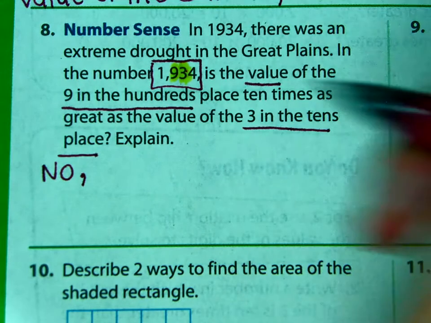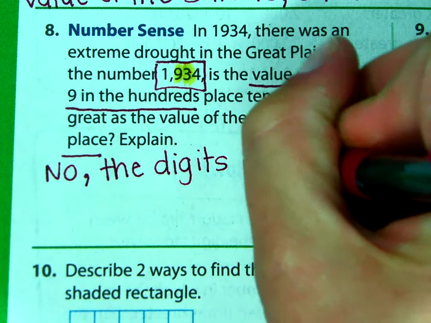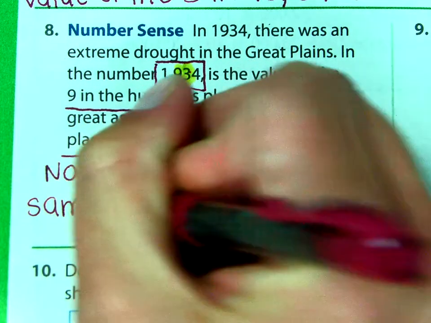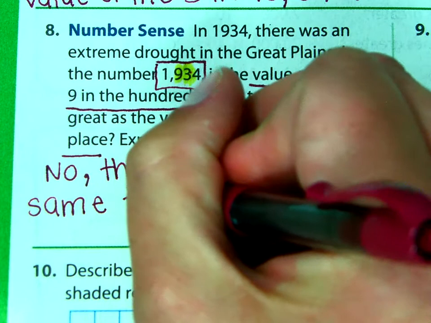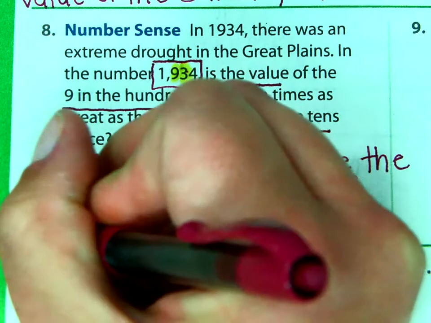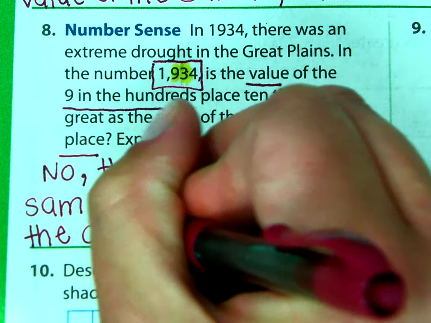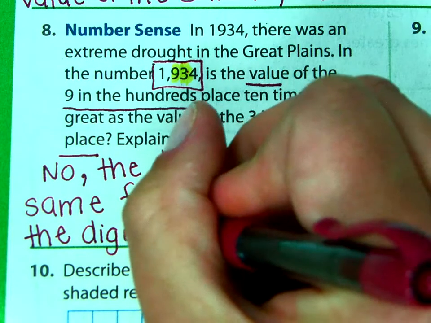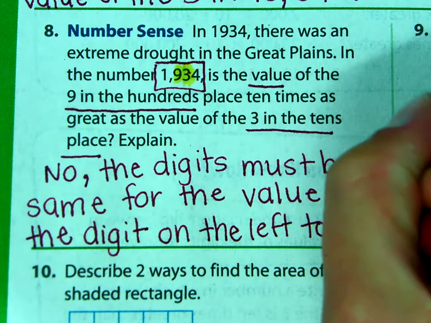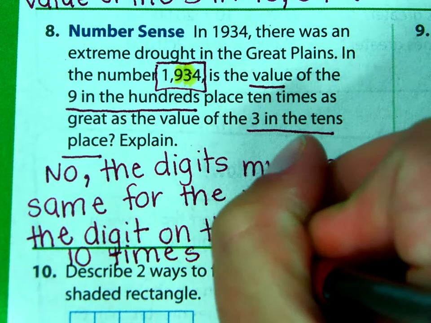the digits must be the same for the value of the digit on the left to be, I'm going to squeeze it in, 10 times greater.